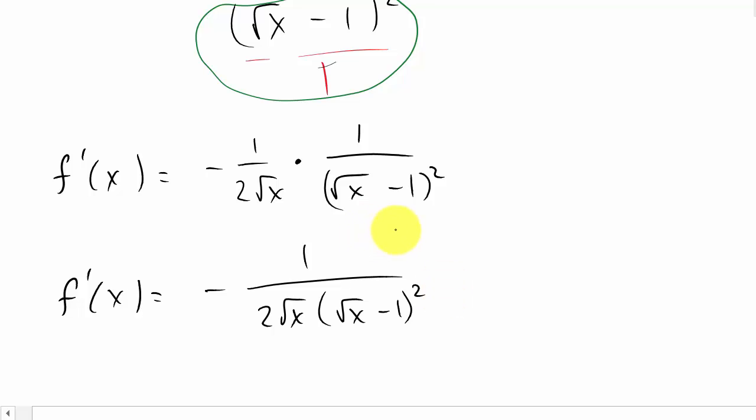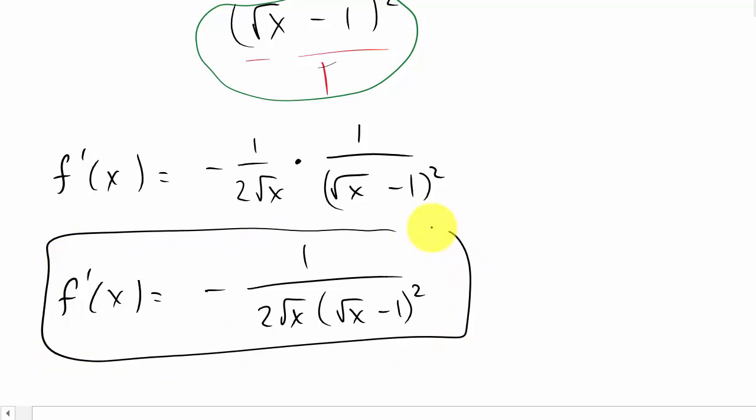Alright, so hope that helped. And like I said, for the shortcut for taking the derivative of a square root, check out my video for that on my YouTube channel.